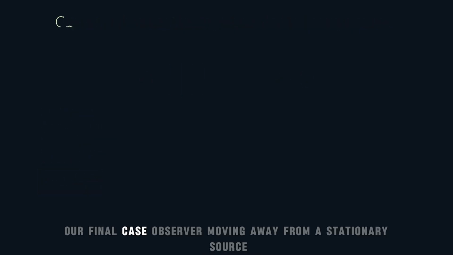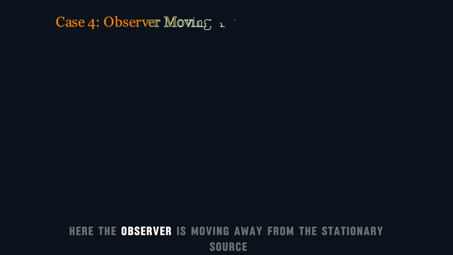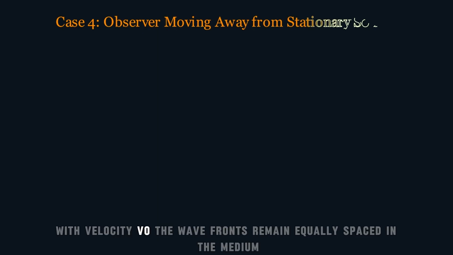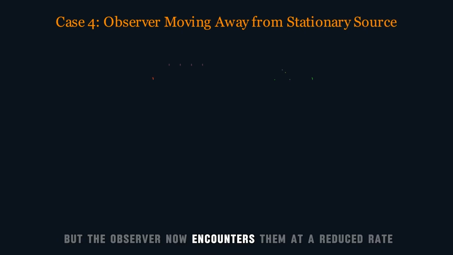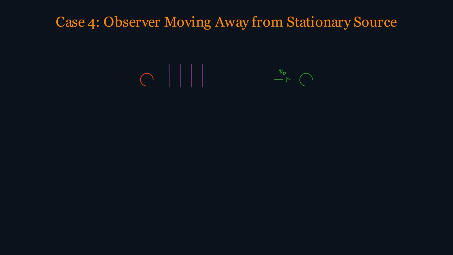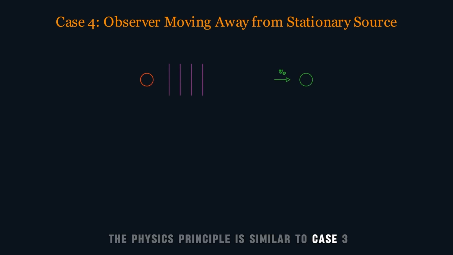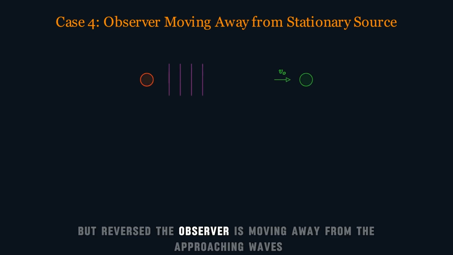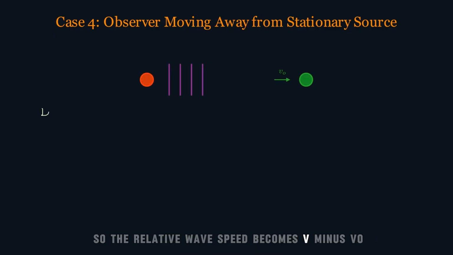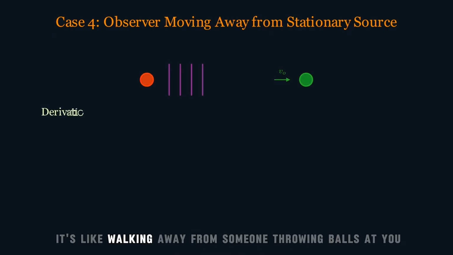Our final case, observer moving away from a stationary source. Here, the observer is moving away from the stationary source with velocity vo. The wavefronts remain equally spaced in the medium, but the observer now encounters them at a reduced rate. The physics principle is similar to case 3, but reversed. The observer is moving away from the approaching waves, so the relative wave speed becomes v minus vo. It's like walking away from someone throwing balls at you.